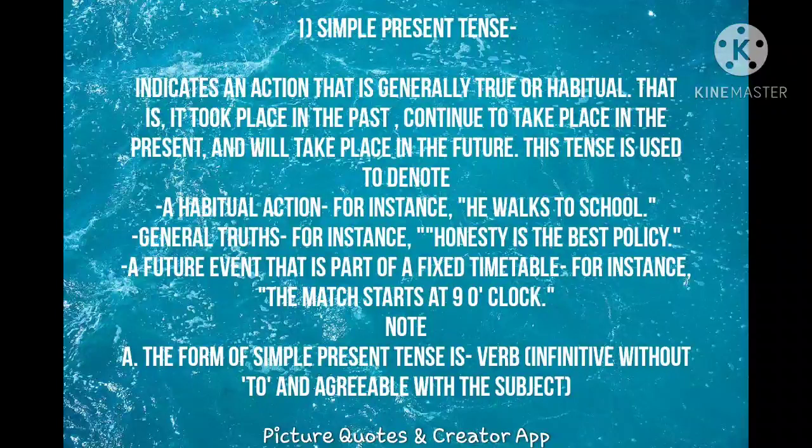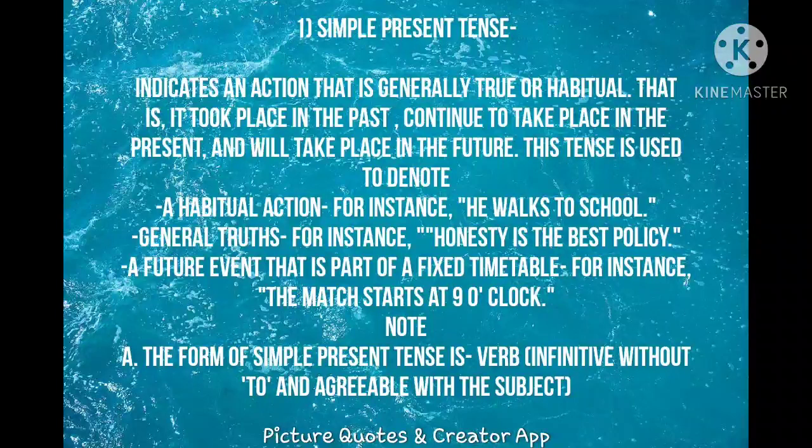And one thing you have to note: the form of simple present tense is the verb infinitive without to. Okay, the base form of the verb, and agreeable with the subject. Agreeable with the subject means singular and plural differences. It is very clearly explained in the video lesson on subject verb agreement. You can check to understand more.